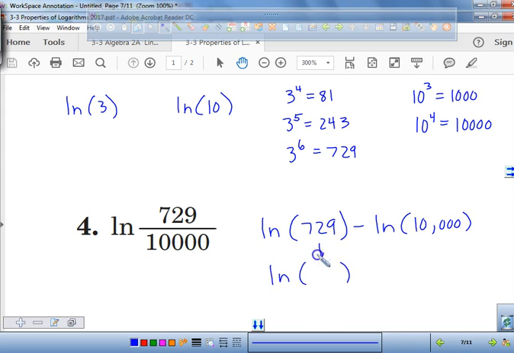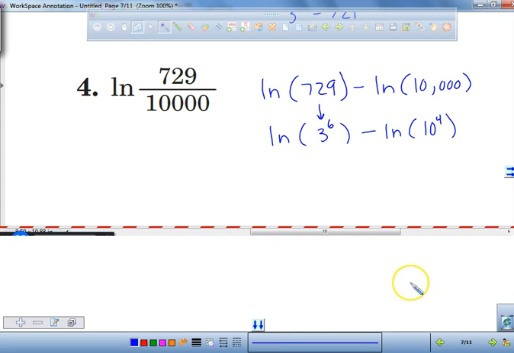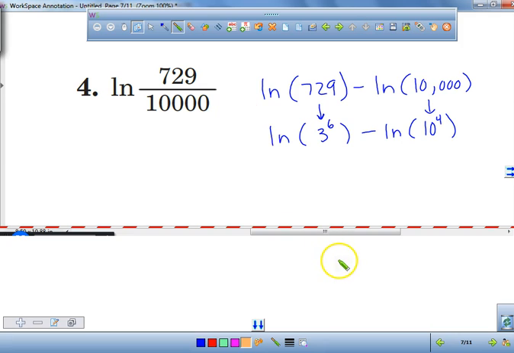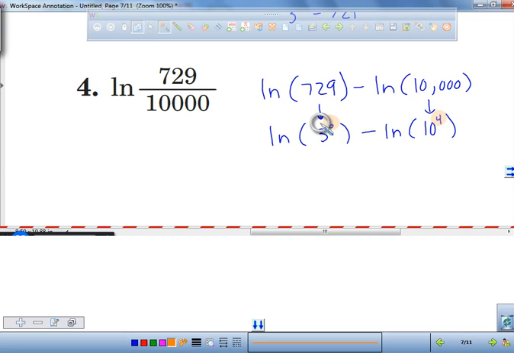I'm going to change that 729 to what? That's right. And then you're like, I'm going to change 10,000 to what? And then you're like, either you told yourself this or you didn't. You said, I have the power property. That's right, the power property, which means you can take this 6 and do what with it, Jade? Where? Which way is over there? On the other side of what?